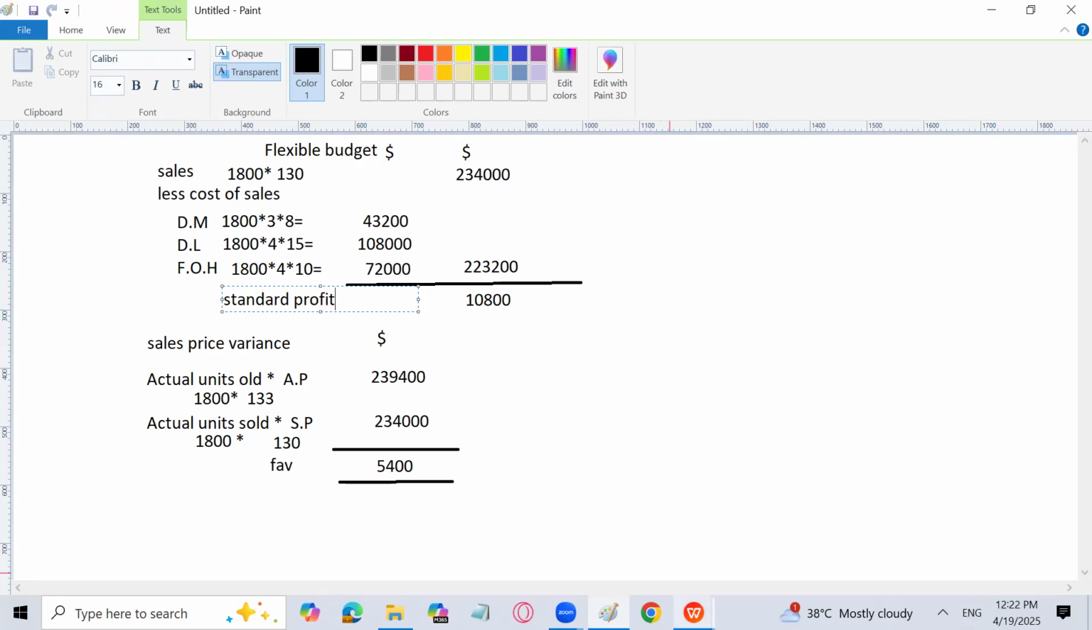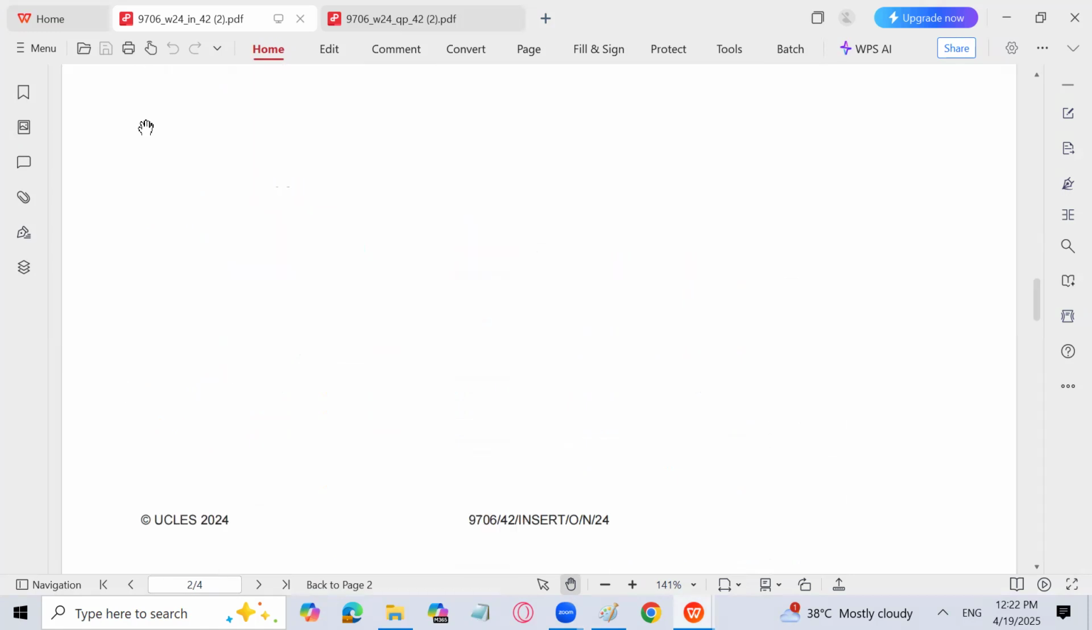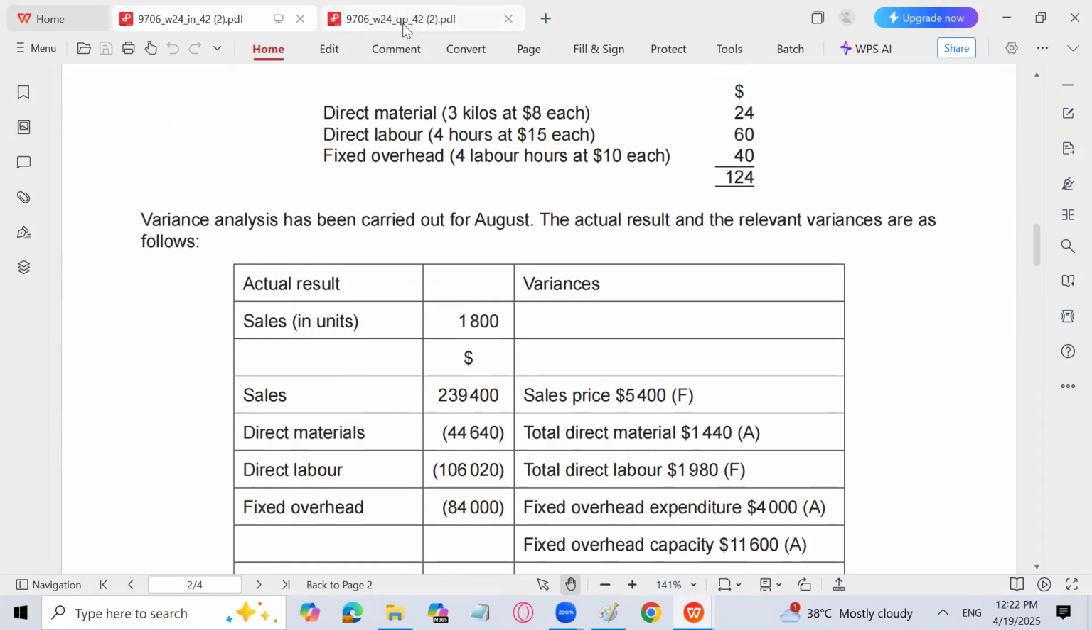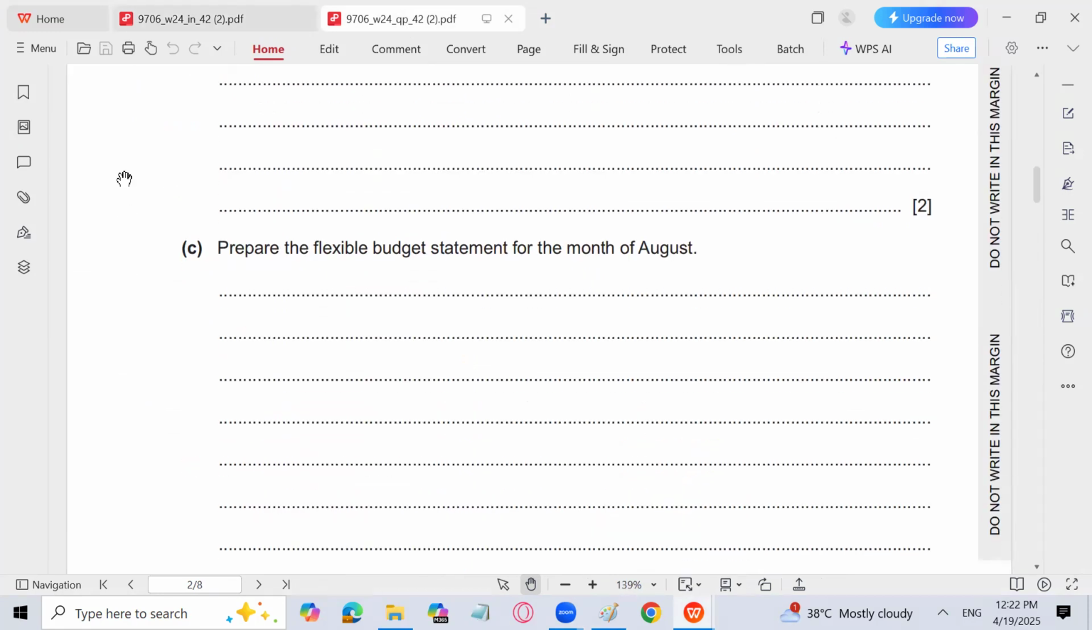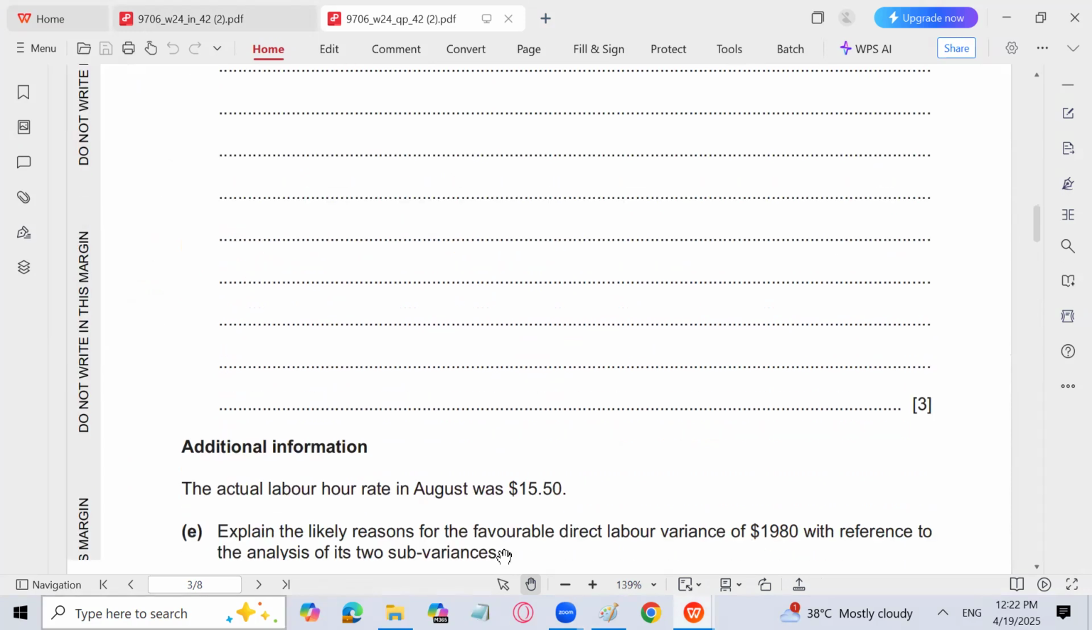Now let's move forward. I hope you got it, because the rates used are standard rates. Now variances are given, and our next question is basically from investment appraisal. This is the question paper. Flexible budget statement we have prepared. Now prepare a statement reconciling the flexible budget profit in C with the actual profit. Only 3 marks.